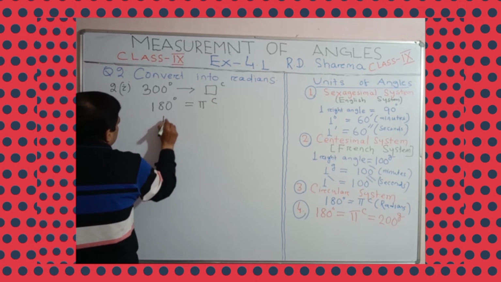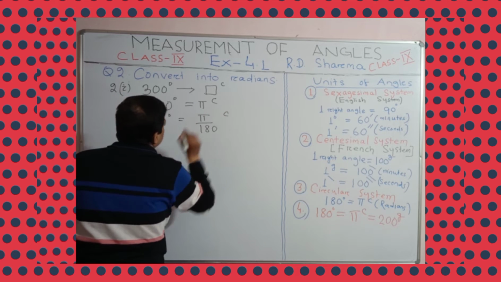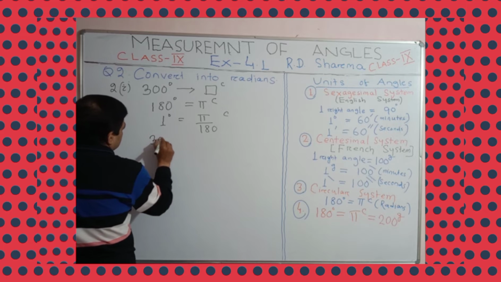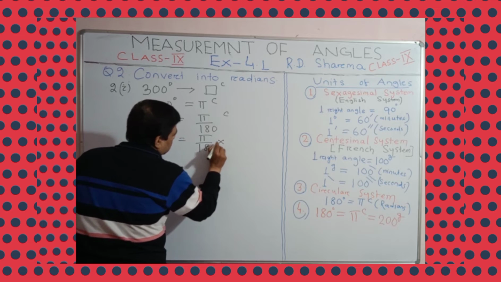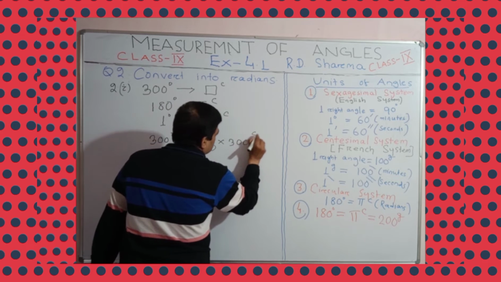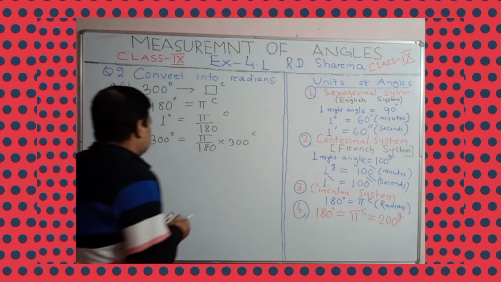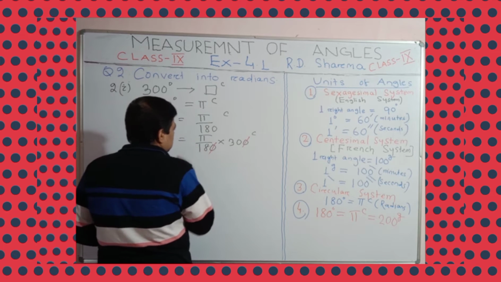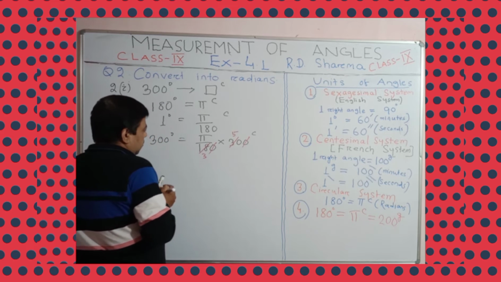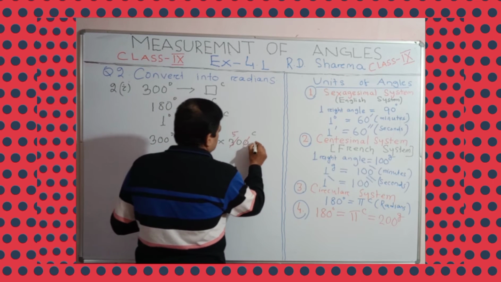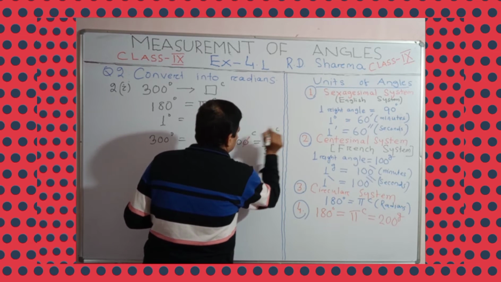So 1 degree, you know how much? Pi upon 180 radian, yes or no? And 300 degree, very simple. So pi upon 180 into 300 radian, yes or no? Let's cancel it, simplify it. Here the zeros cancel. 6 3 is 18, 6 5 is 30. After cancellation, it will be 5 pi by 3 radian. Yes or no?